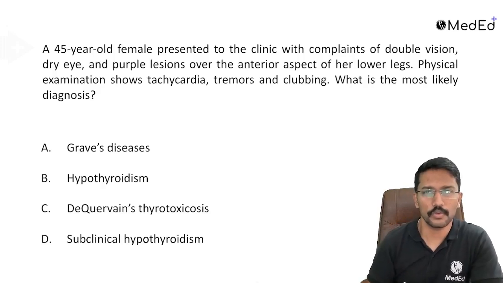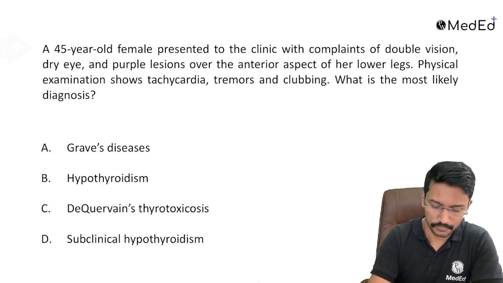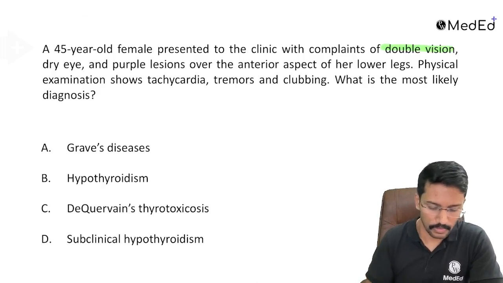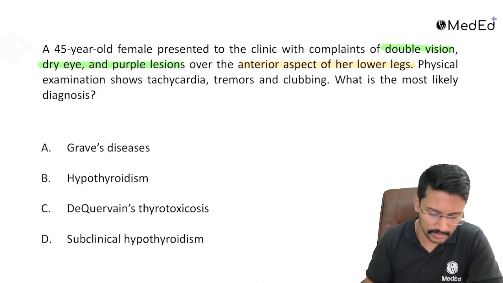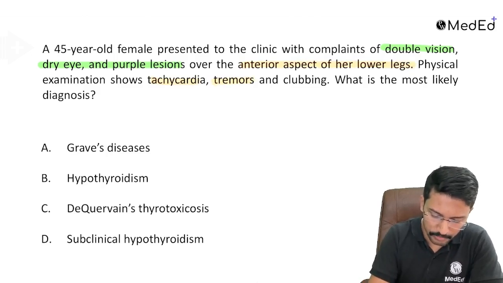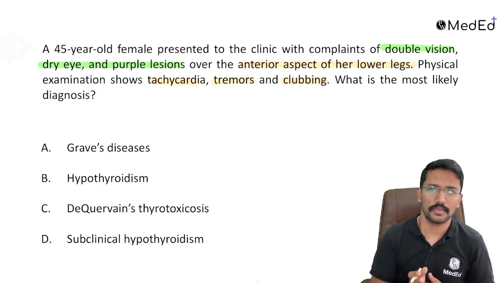A 45-year-old female presented to clinic with complaints of double vision, dry eyes and purple lesions over the anterior aspect of her lower legs. Physical examination shows tachycardia, tremors and clubbing, right? So what is your diagnosis? The answer is very straightforward, right?